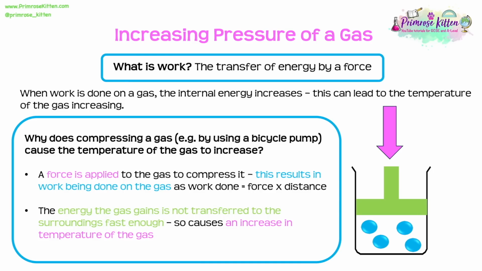So these are your steps. We need to know that a force is applied on the gas to compress it. This results in work being done on the gas due to the fact that we know that work done equals force times distance. Now, the energy that the gas gains is not transferred to the surroundings fast enough. It's happened too quickly. So this leads to the gas increasing in temperature.